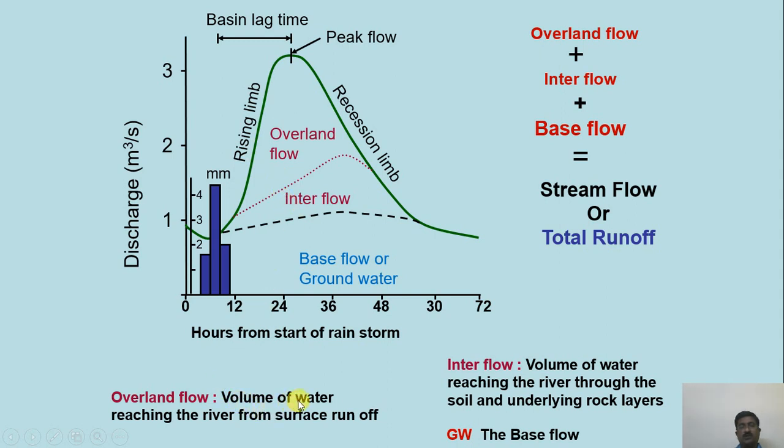The overland flow is the volume of water reaching the river from surface runoff. That's why it is called overland flow. Then interflow is the volume of water reaching the river through the soil and underlying rock layers. Here, GW stands for the base flow or groundwater. The overland flow plus interflow plus base flow forms the stream flow. This is very important to remember. Also we'll observe this in the numerical examples, where it is called the total runoff.